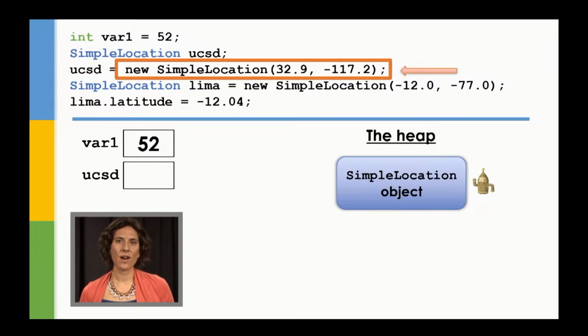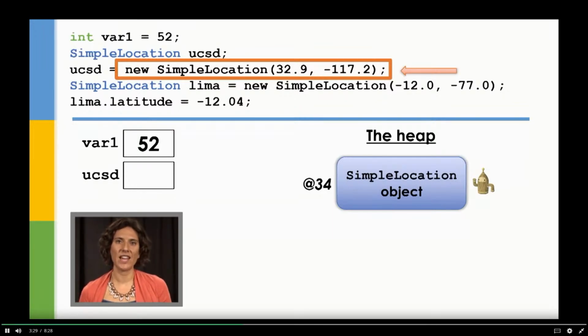So it creates that new object in the heap, and puts that object at some location in the heap that has some address. We don't know where Java chooses to create that object, so we'll just represent that address with this little @34. So that object is at location 34. That's just a random number I picked off the top of my head. It's wherever Java happened to create that object in the heap.